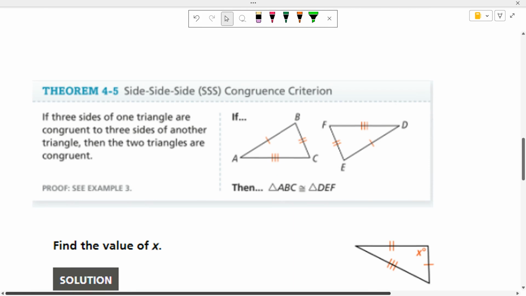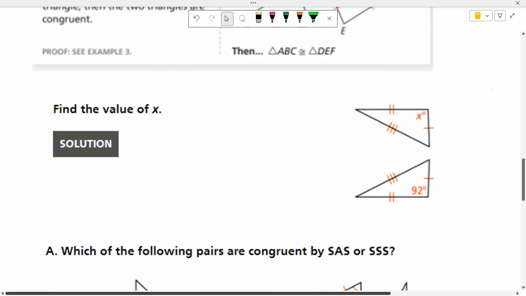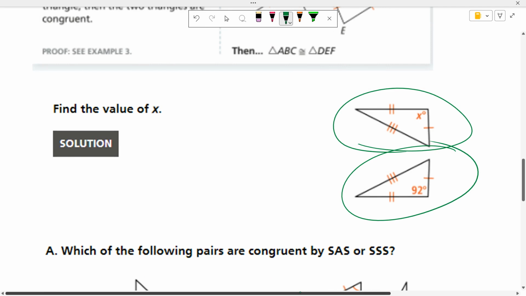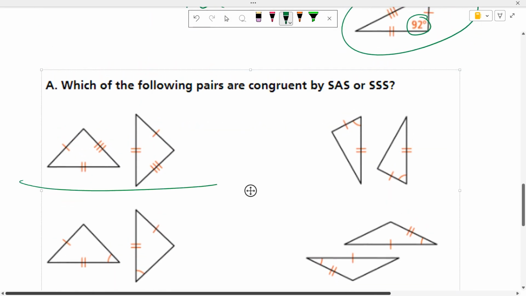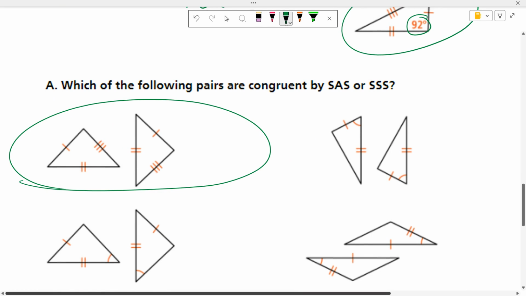Another one that we'll have today is side, side, side. If all three sides of one triangle are congruent to all three sides of another triangle, then the triangles are congruent. So here we have three sides congruent to three sides. So once we know that these triangles are congruent by side, side, side, then the corresponding angles are congruent. So how big is angle X? 92. All right. So why are these two congruent? Because of side, side, side.